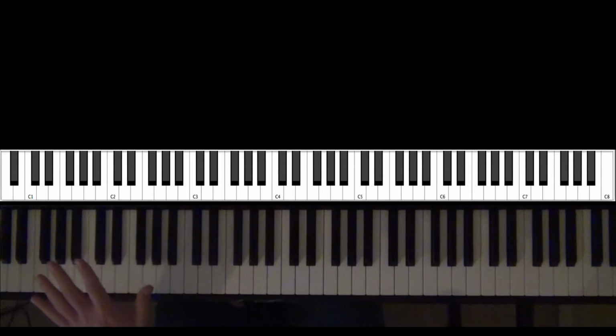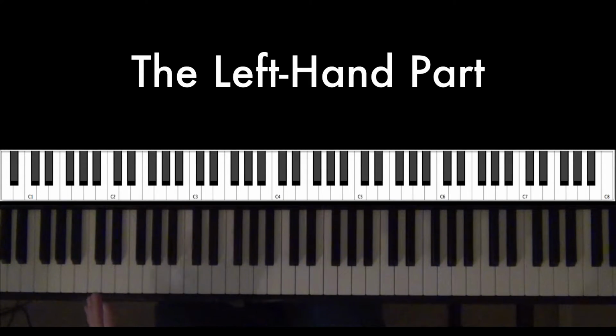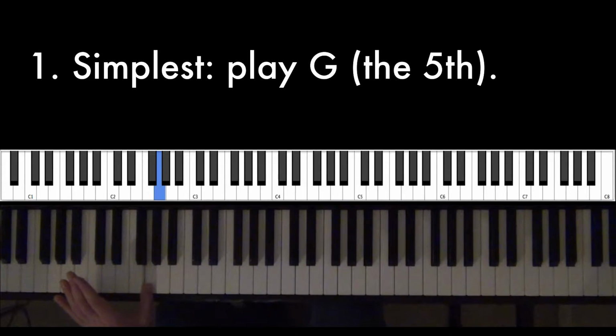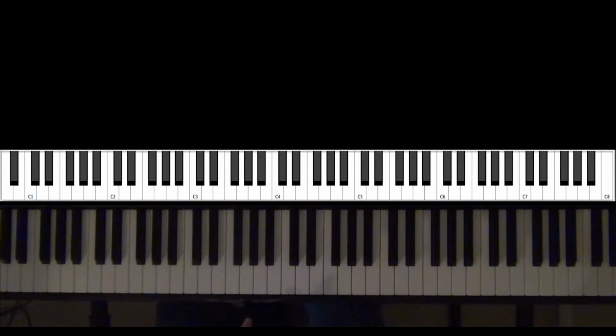The first thing I want to do is get the left-hand part going. It's actually fairly straightforward, although we can look at it in terms of a couple different levels. At its simplest, you would play the 5th of the key that you're in. So I'm going to do this in C major. I'm going to play this G note right here. Now, that's the simplest thing. So if we're going to do this for 8 bars, I could play, for example, just a G in whole notes. You know, 1, 2, 3, 4, 1, 2, 3, 4, and so on.